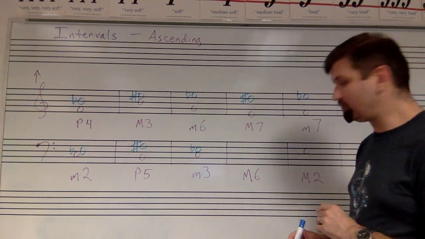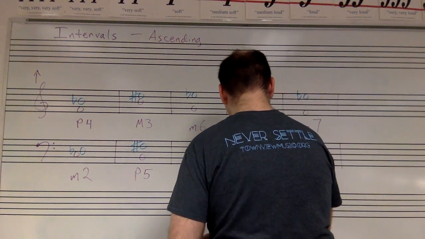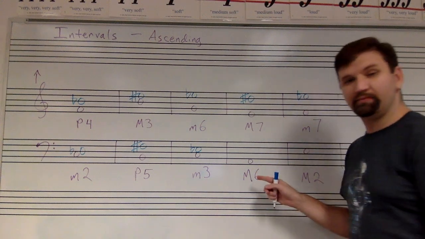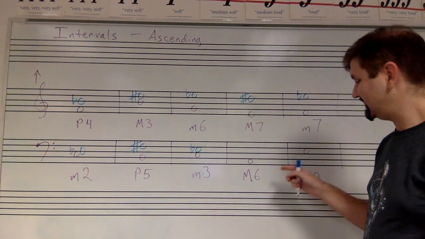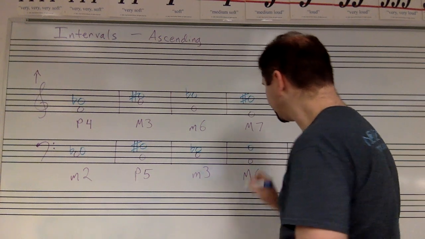Almost done, just 2 more here. We've got a missing note. Let me add that in, so sorry about that. We've got a major sixth from A. So I count up from A. What's my 6th note? 6th note would be F.